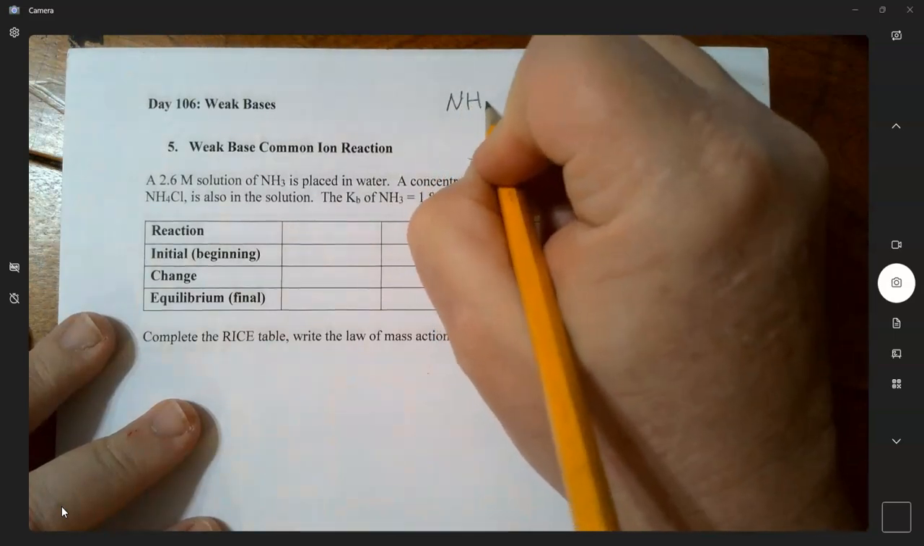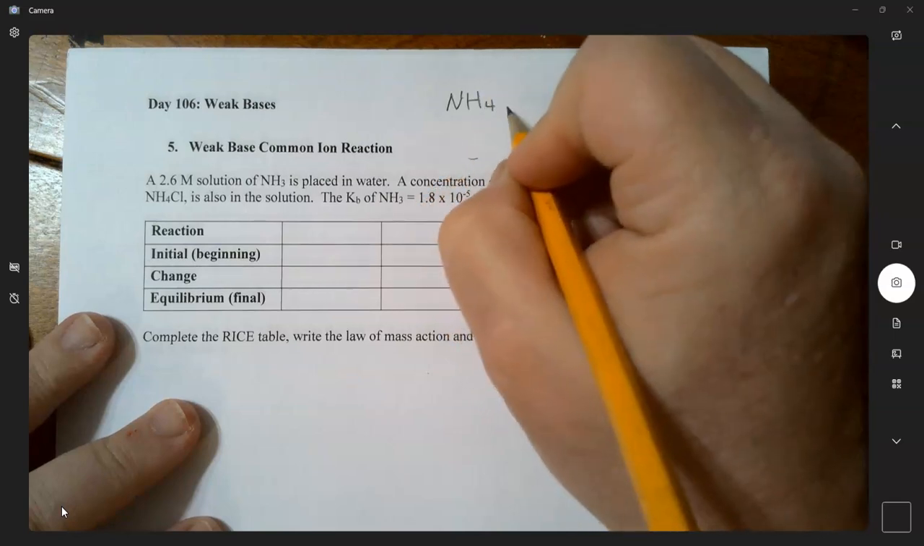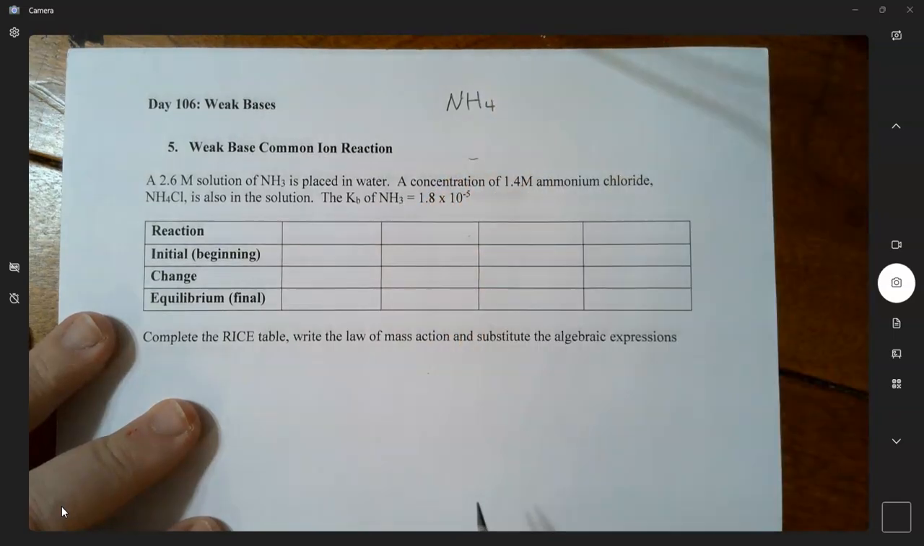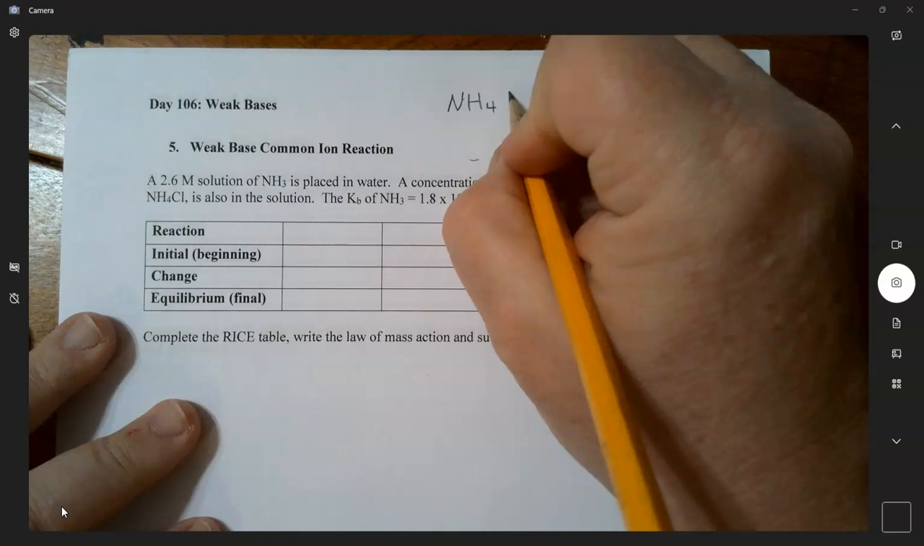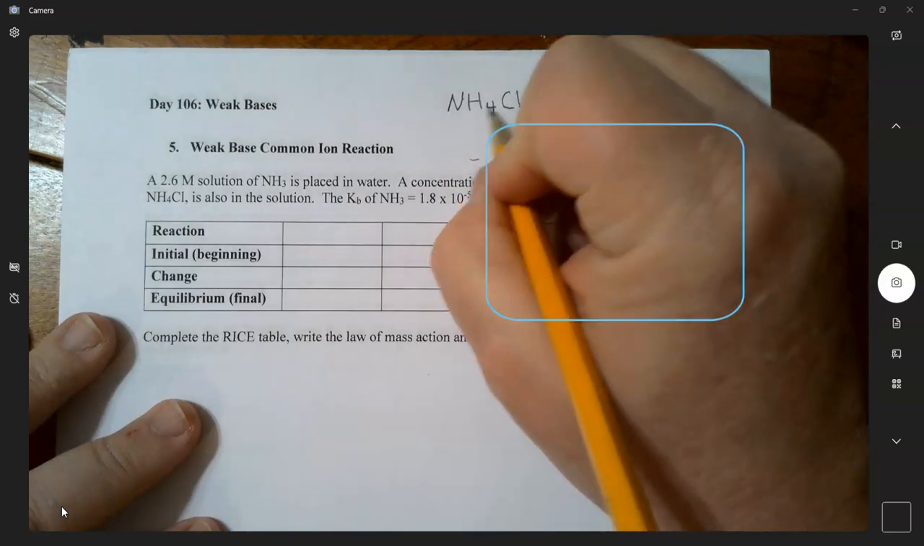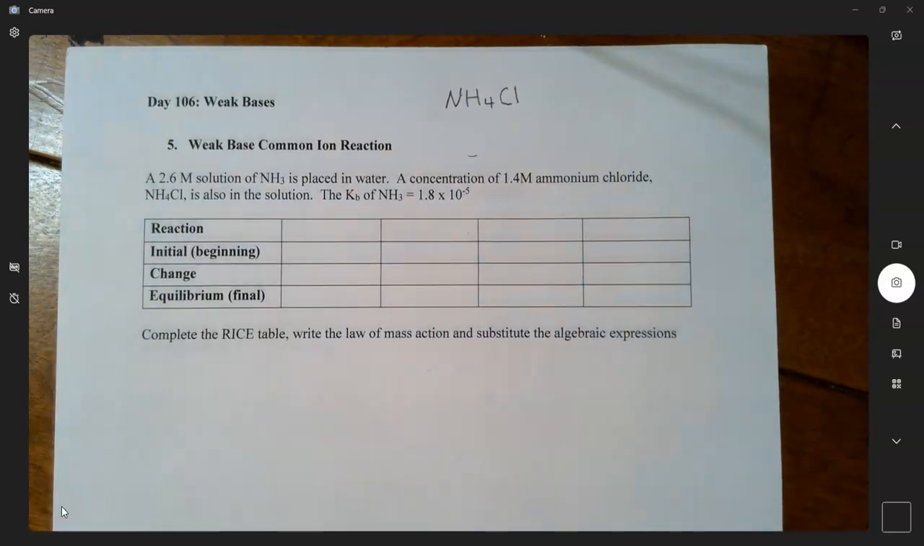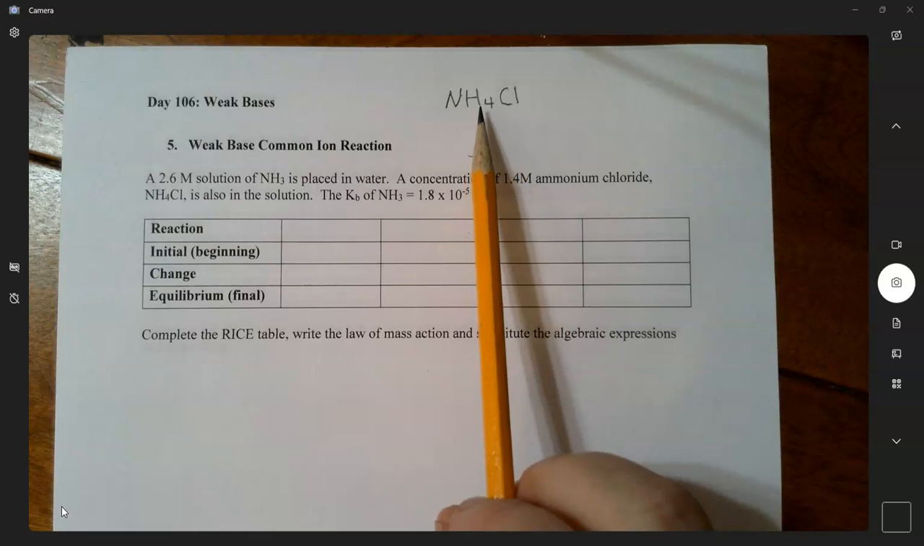Ammonium is NH4. It's a positive charge. Chloride is a -1. You should know that by looking at your periodic table. It's in the halogen group. So if you put this +1, -1 together, it's a neutralized conjugate acid here. Okay, and if you look at your solubility rules, it's not one we deal with very often. This is soluble with everything.